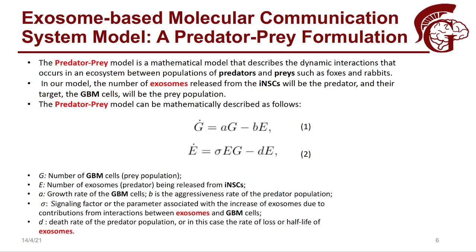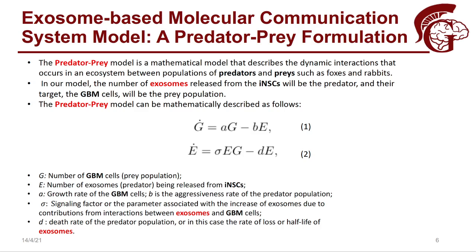So the predator-prey model is a mathematical model that is really useful and efficient in describing the dynamic interactions in an ecosystem between populations, specifically populations of predators and prey such as foxes and rabbits. So from this perspective, we use the predator-prey model to describe the interactions for this molecular communication system where the exosomes play the role of a predator, and their target, the GBM cells, represent the prey population. As a mathematical model, we can describe the predator-prey as follows.